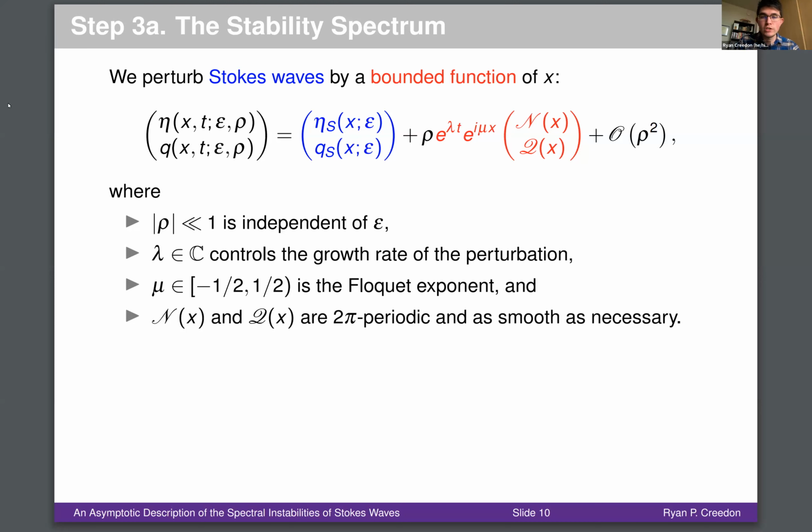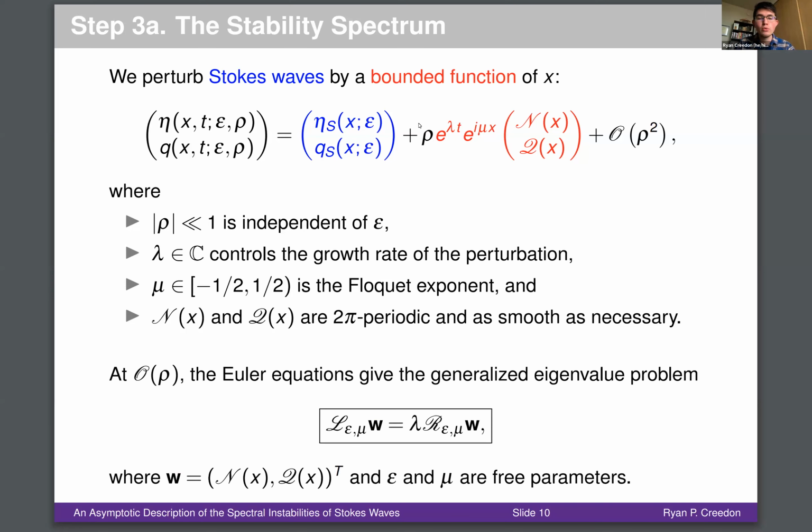We take this expansion, which is in the rho variable right now, and we plug it into Euler's equations. And at order rho, we end up finding a spectral problem. And the eigenvalues of this spectral problem are exactly the lambda parameters that give us the exponential growth rates of these perturbations. And so the values of these lambdas, those were what was in that plot that I had shown you several slides back in the stability spectrum. But those were, of course, computed numerically. What we'd like to do is compute them asymptotically.